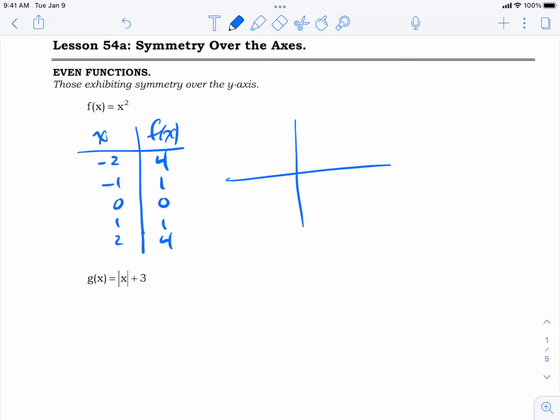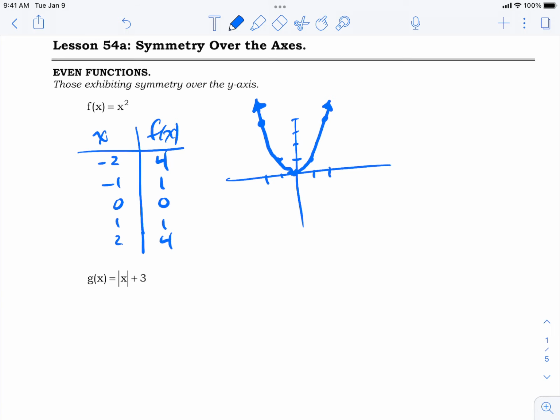What does this thing look like? Well, it looks like a parabola. So you plug in, ooh, that's not good spacing. Okay, you plug in x equals negative 2, you got 4. Negative 1, you got 1. 0, you got 0. 1, you got 1. 2, you got 4. And try to get in the habit of making it nice and rounded, not too pointy on the parabola. Put your arrows of continuation there.